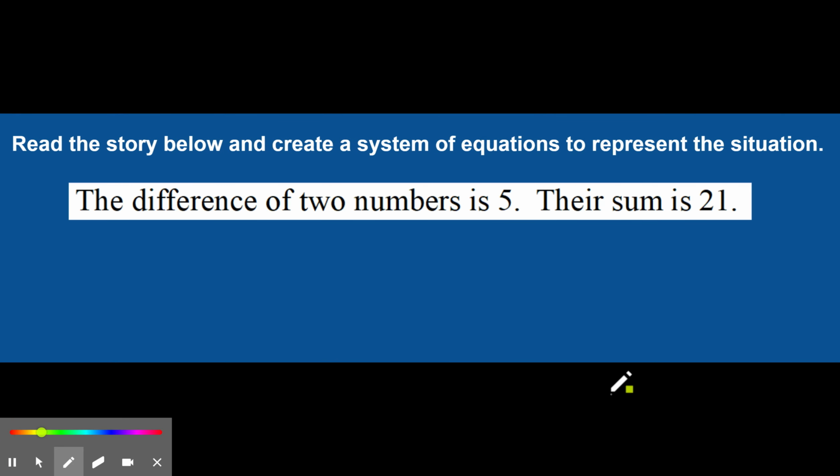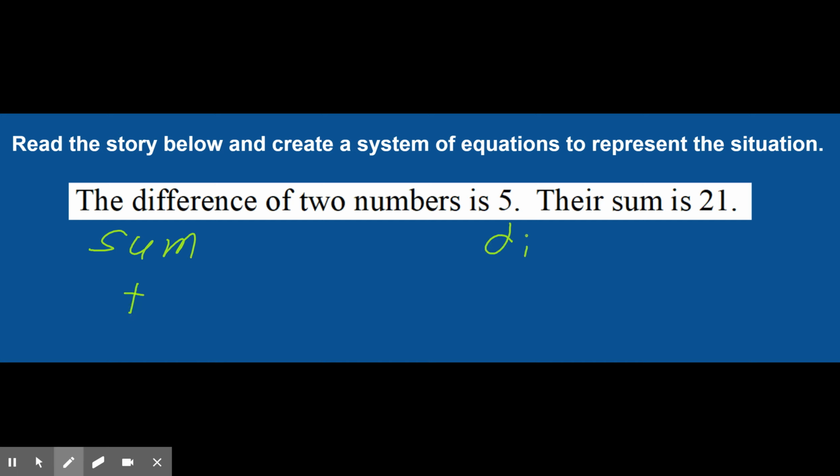All right, let's take a look at another. Now, this is a very short story. The difference of two numbers is 5. Their sum is 21. This is very, very generic, but we still have two stories here. We have the story of the sum of the numbers. That's when we add the two, right? Sum means to add. And then we have the story of the difference, which is the story of when the numbers are subtracted, right?